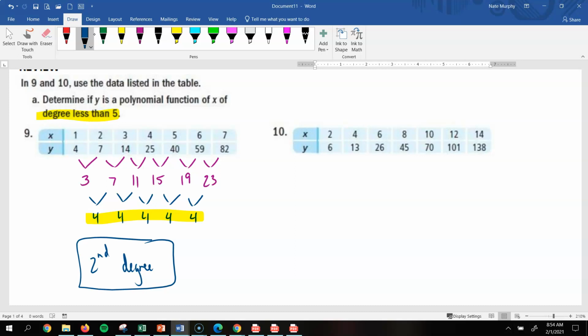All right, let's look at the next one. For the next one, we're going to start with 138 minus, whoops, let me draw my lines here. I like drawing these lines because it gives me a visual to see what I'm subtracting each time. 138 minus 101 is 37. 101 minus 70 is 31. 70 minus 45 is 25. 45 minus 26 is 19. 26 minus 13 is 13. And 13 minus 6 is 7. So I can see here that it's not a first degree polynomial. So let's do the next one.